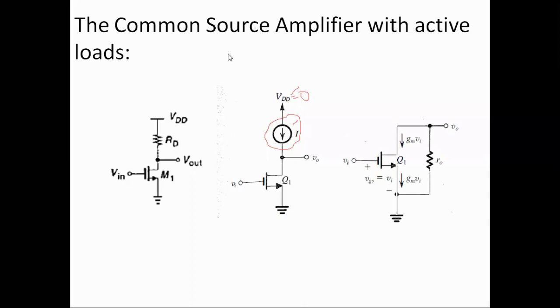If we consider channel length modulation or the finite resistance of the MOSFET, R0 will come in parallel with Q1. Whatever the input voltage Vi is applied to the gate with respect to the source, hence VGS equals Vi. The applied voltage will be converted into current, that is Gm into Vi, because the MOSFET is a transconductance amplifier. It means that it will convert voltage to current.